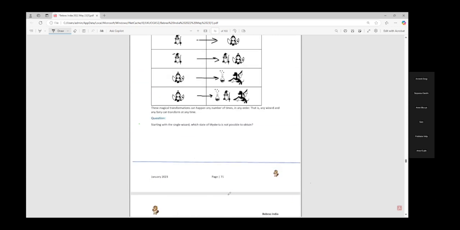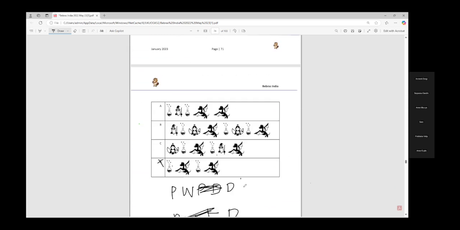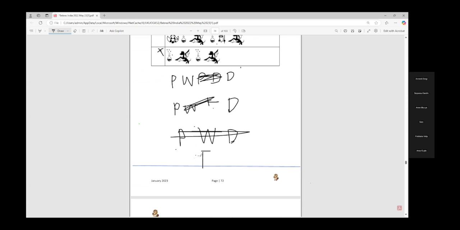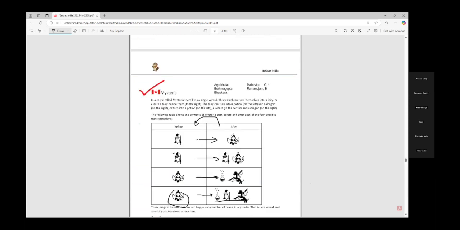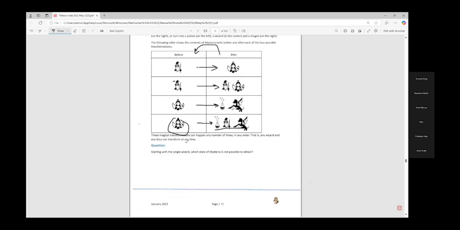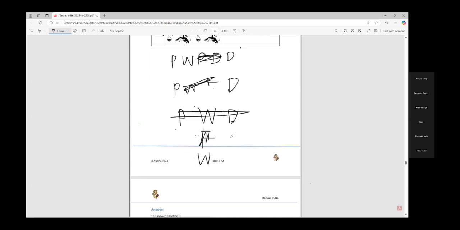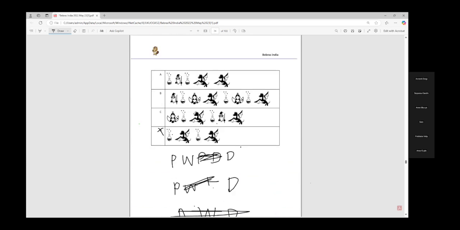Potion, wizard, and dragon is just a fairy again. And we know that a fairy working backwards is actually a wizard. So we end up with a single wizard again. Hence, option A cannot be the right answer.